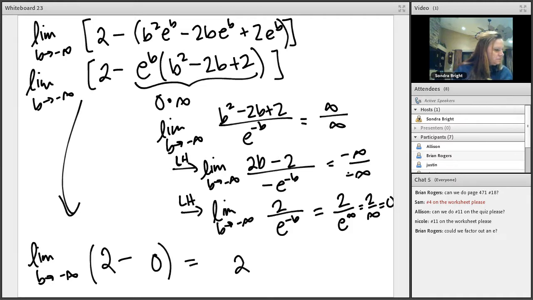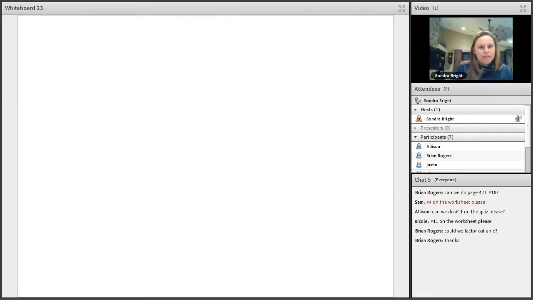Is that the right answer? Hopefully. What number was this? Number 18, yeah, 2. It was on the quiz like that. I think we do have one that's kind of sort of weird like that on the test too. So that was a good question, number 4 on the worksheet. And thanks for reminding me about factoring out the e to the b. That's the trick on that one. Okay, number 4 is a very good question on tonight's homework worksheet.